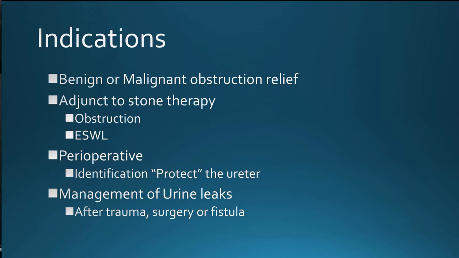Typical indications for ureteral stent placement are basically two, and that's relief of ureteral obstruction, or an adjunct to stone therapy. So you'll see stents placed when lithotripsy is being planned for nephrolithiasis, or when there are obstructing ureteral stones, or when there are benign or malignant obstructions of the ureter and the kidney.